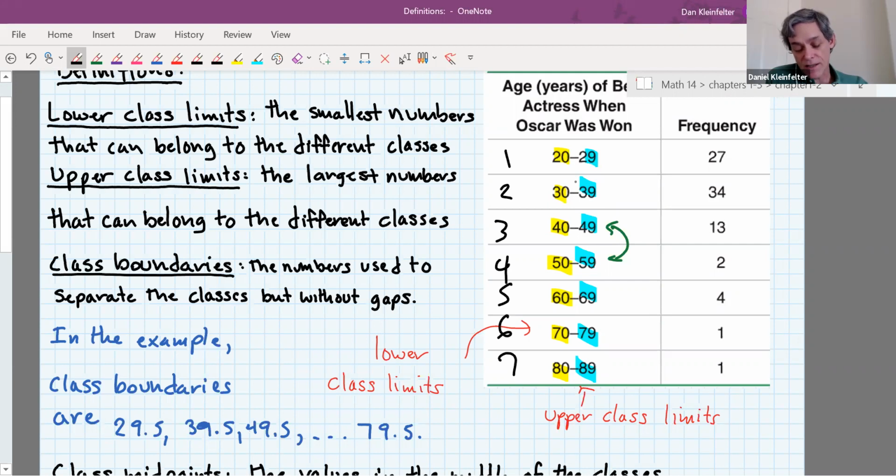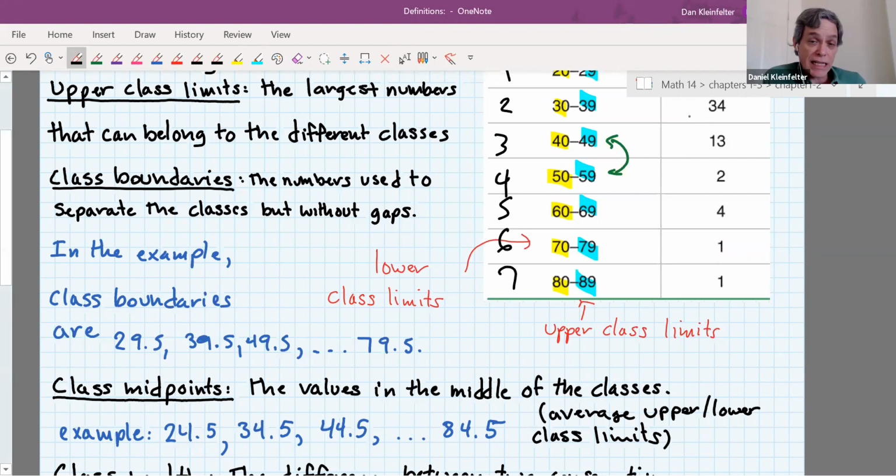So all of these, halfway between 29 and 30 is 29.5, halfway between 39 and 40 is 39.5, and so on. So for this example, as you can see near the bottom of the screen, the class boundaries are 29.5, 39.5, 49.5, and then all the way up to 79.5.